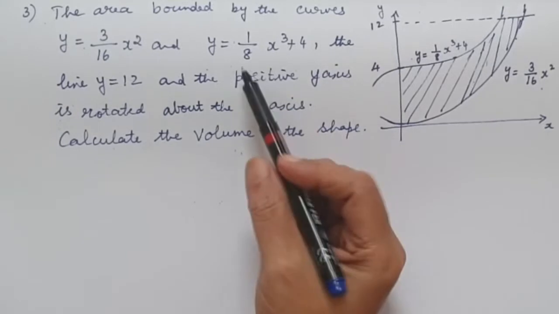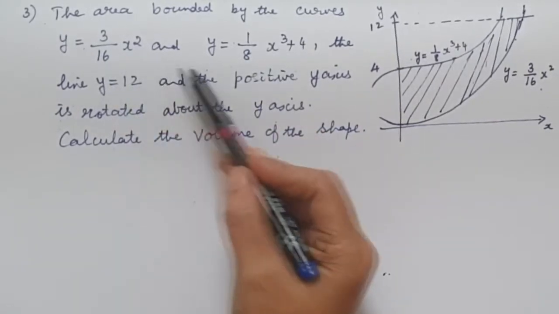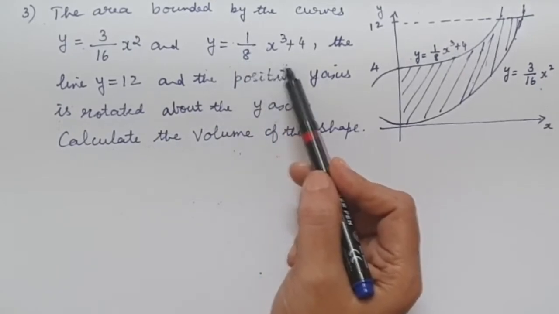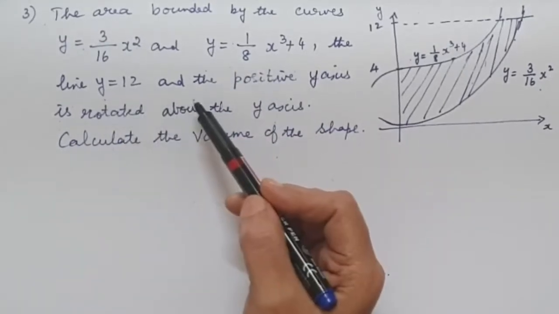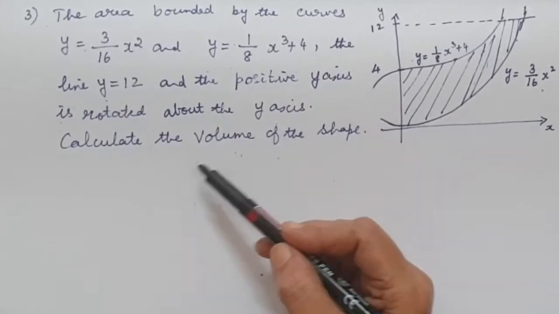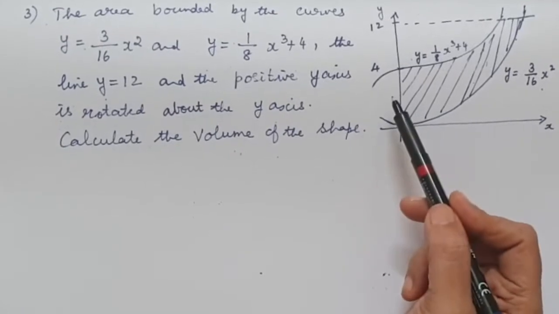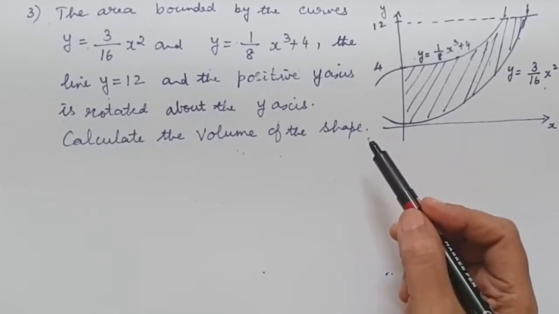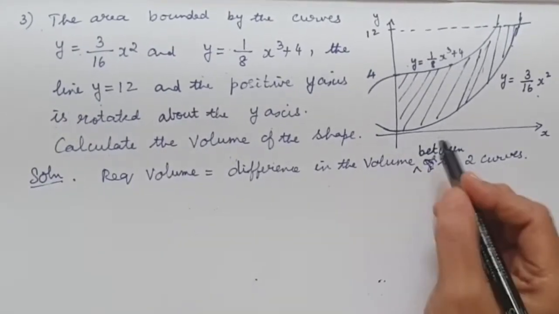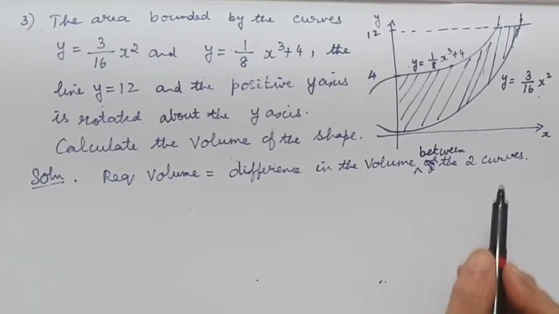The third question: the area bounded by the curves y equal to 3 over 16 x squared and y equal to 1 over 8 x cubed plus 4, the line y equal to 12 and the positive y-axis is rotated about the y-axis. Calculate the volume of the shape. This shape is getting rotated about the y-axis. The solution: our required volume will be equal to the difference in the volume between the two curves.